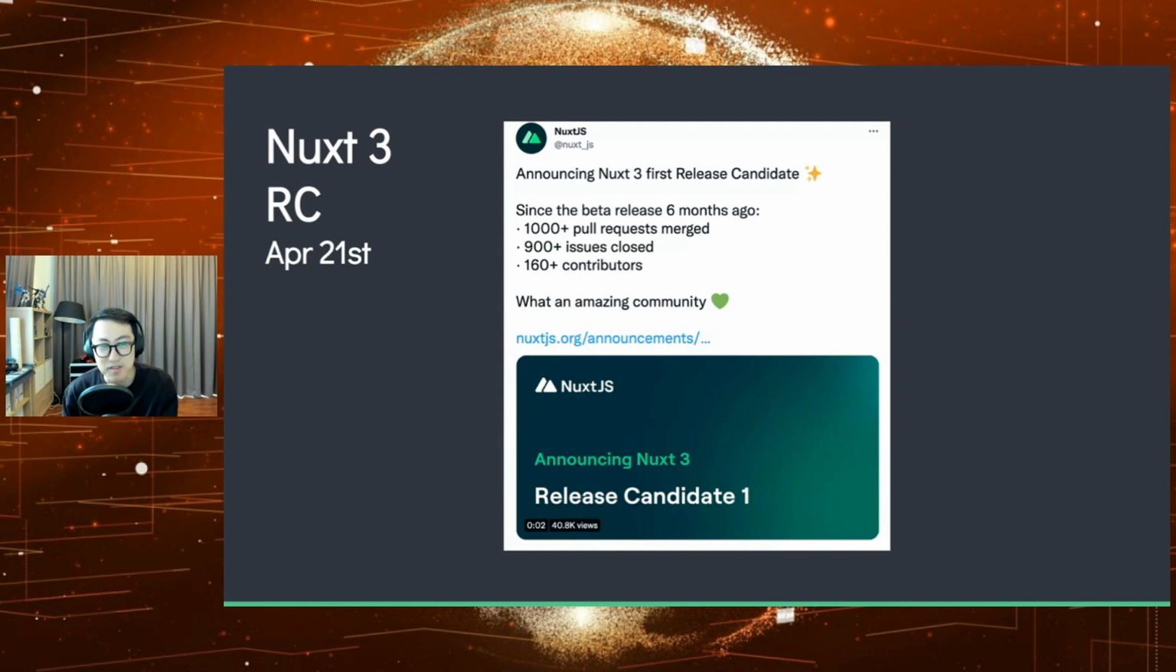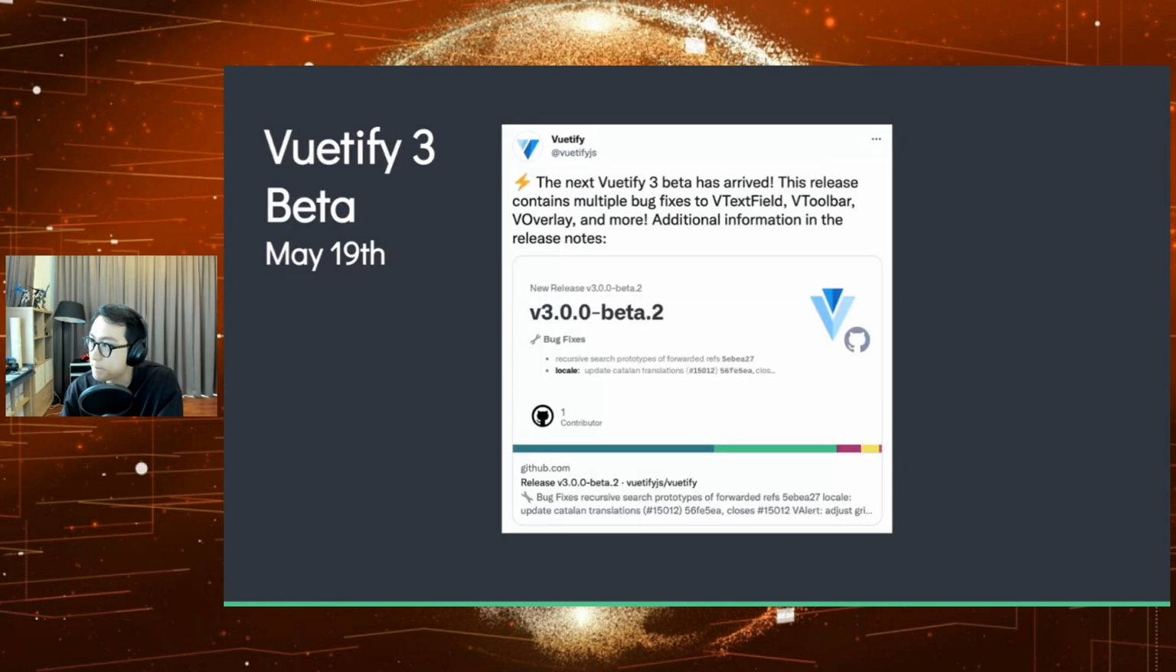Nuxt 3 is now in RC. As we can see in this screenshotted tweet, a lot of work went into the release 6 months ago. There's 1,000 pull requests, 900 plus issues closed, 160 contributors. So a lot of work went into Nuxt 3, and we're really excited. We're looking forward to seeing the final stable release of Nuxt 3. And Vue core will also be working actively with Nuxt 3 on stabilizing some of the final pieces, such as Suspense, which we will try to stabilize in 3.3.